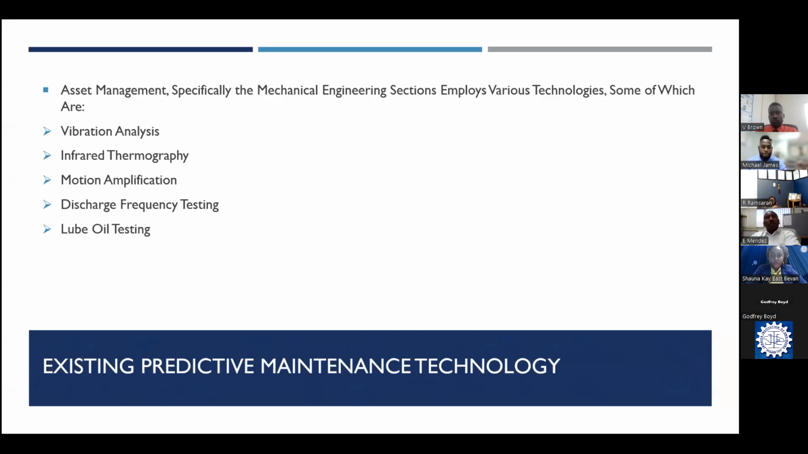So asset management, specifically with the mechanical engineering section, employs various technologies, some of which are vibration, infrared thermography, motion amplification, discharge frequency testing, and lube oil analysis. So these are existing technologies that we can employ in the field to give insight into the asset management and the future management of the equipment.